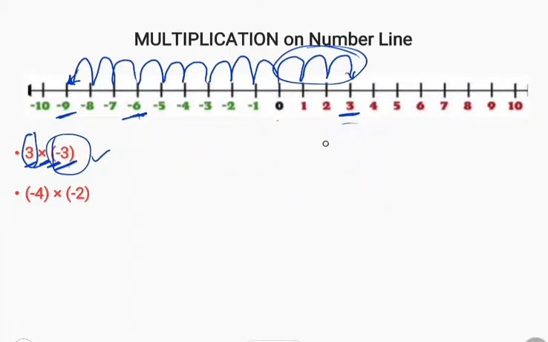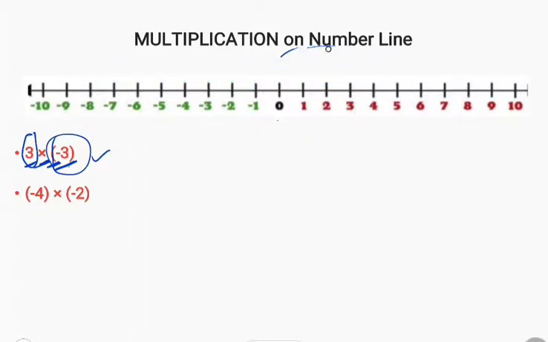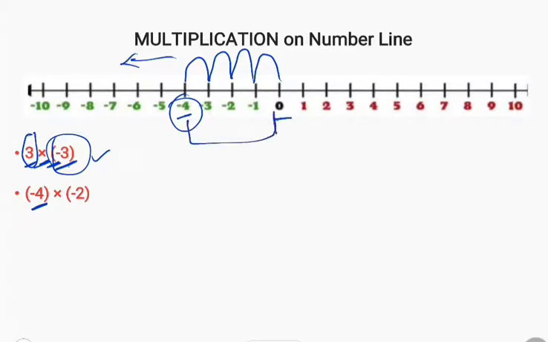Now, we'll see the multiplication case when both the integers are negative. So, this is minus 4. That means we have to move on the left side. 1, 2, 3, 4. So, we reach till minus 4. So, we have to repeat these many steps. How many times? 2 times. We have to repeat these steps 2 times, but in the opposite direction.